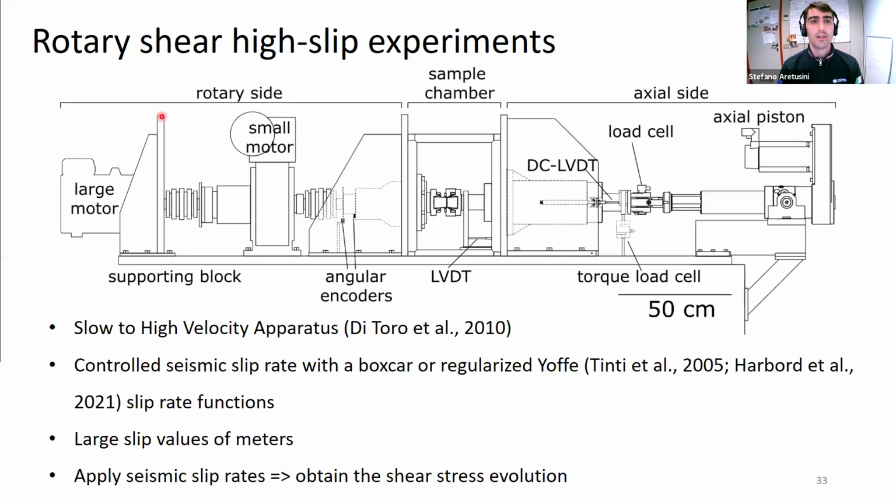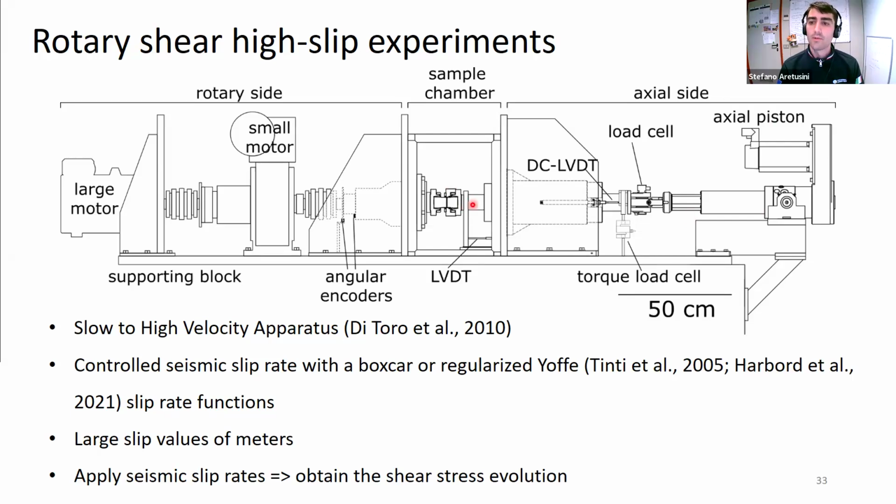To do the rotary shear high slip experiments, we use SHIVA, the Slow to High Velocity Apparatus, which is a rotary shear machine. We normally divide it in two parts. There is a rotary side on the left, a rotational shaft connected to this large motor and this small motor. On the right side, there is an axial piston that moves in this direction and is controlled by an electromechanical cylinder, and the sample sits in the middle.